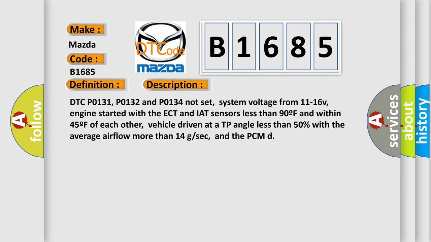DTC P0131, P0132 and P0134 not set, system voltage from 11 to 16V, engine started with the ECT and IAT sensors less than 90F and within 45F of each other, vehicle driven at a TP angle less than 50% with the average airflow more than 14 GSEC, and the PCM.